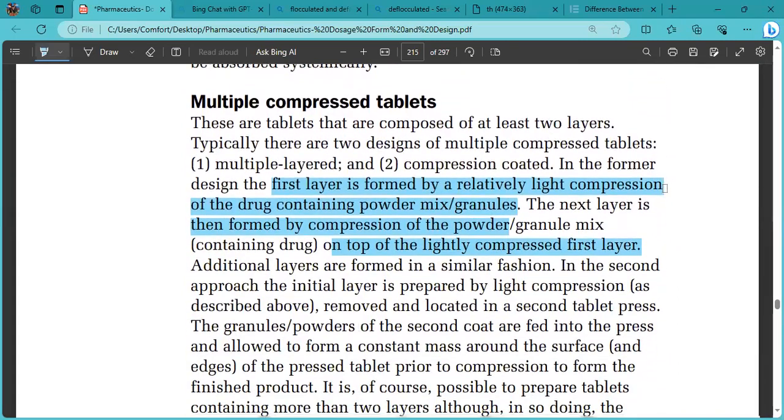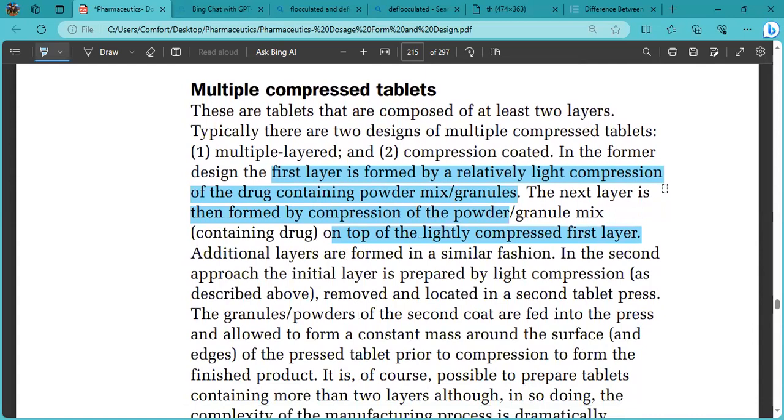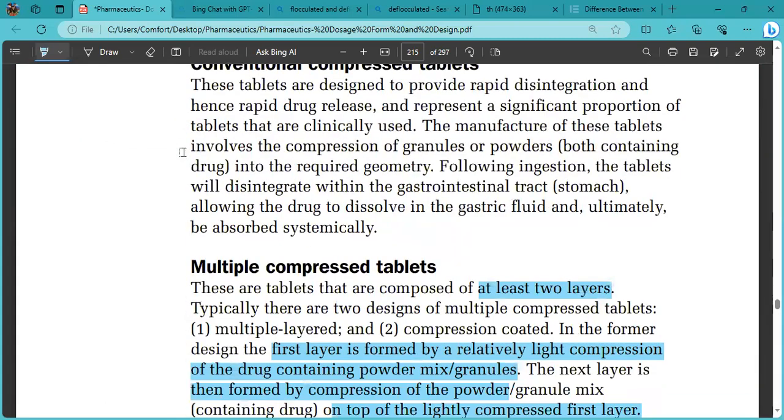But now the ones that are a little bit unique, or that we should take extra care to pay attention to, are the multiple compressed tablets. In these ones there are multiple layers, so there should be at least 2 layers to qualify as a multiple compressed tablet. The conventional one is just a singular layer. The granules are pushed in the die, the punch comes down, brushes them together, they're compressed, and then they're released from the die, eventually pushed up and moved on. That is one layer.